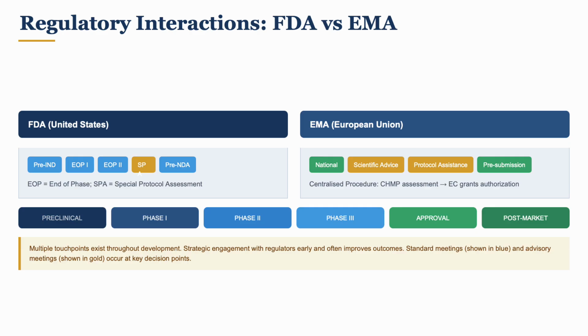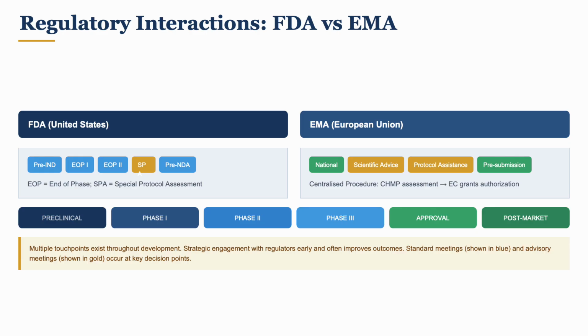This slide compares regulatory interactions between FDA and EMA throughout the drug development lifecycle. Both agencies offer opportunities for meetings and scientific advice at various stages. In the US, you have pre-IND meetings before filing an IND, end of Phase 1 and end of Phase 2 meetings to discuss development plans, special protocol assessments for pivotal trials, and pre-NDA meetings before filing the marketing application. In Europe, the pathway includes national regulatory interactions, scientific advice, protocol assistance for orphan drugs, and pre-submission meetings.